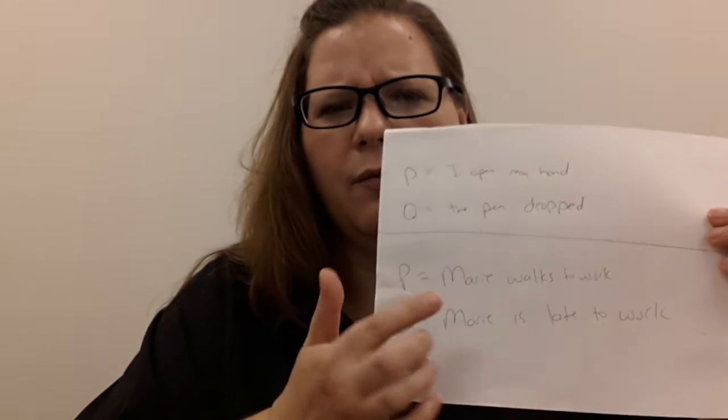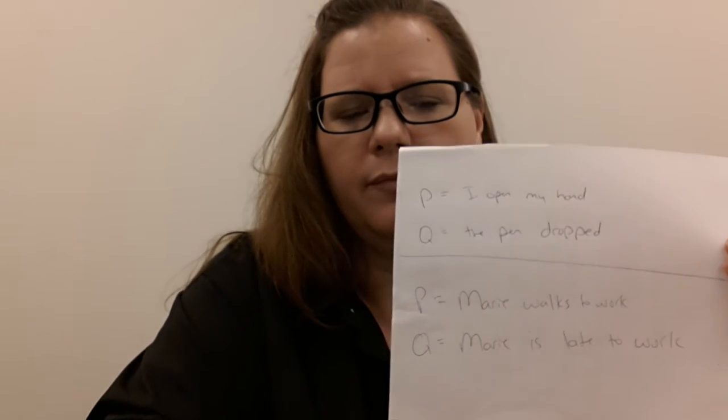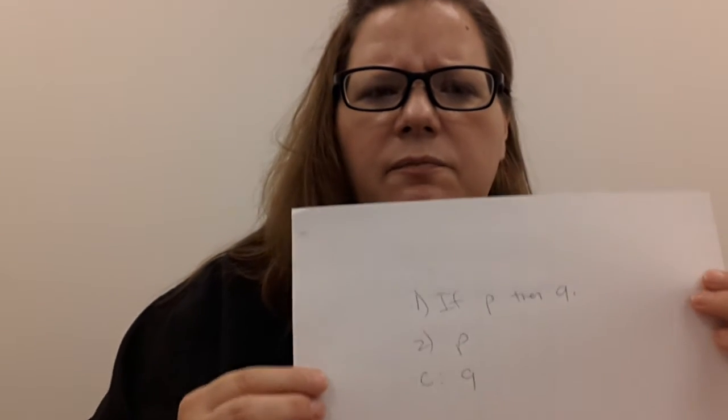Another way of saying that, does the logical structure of this argument remain valid or invalid regardless of what the placeholders are? So, placeholder P, Marie walks to work. Q, Marie is late to work. So, let's look at the first argument. If P, then Q.